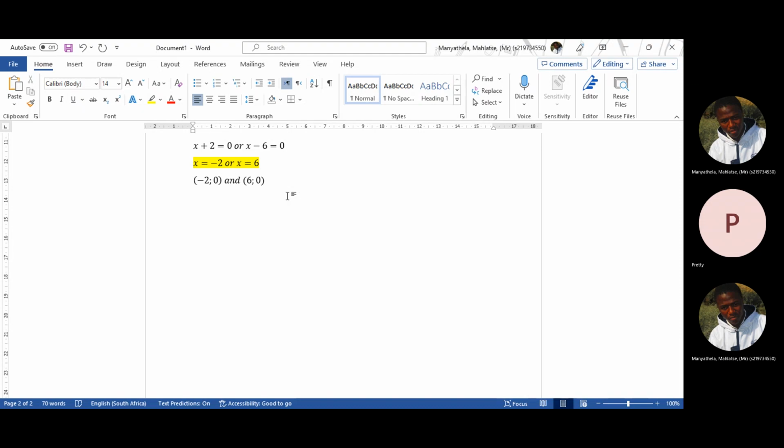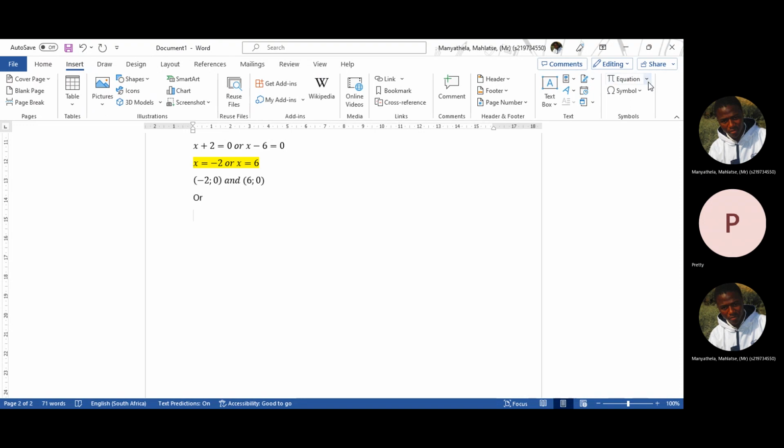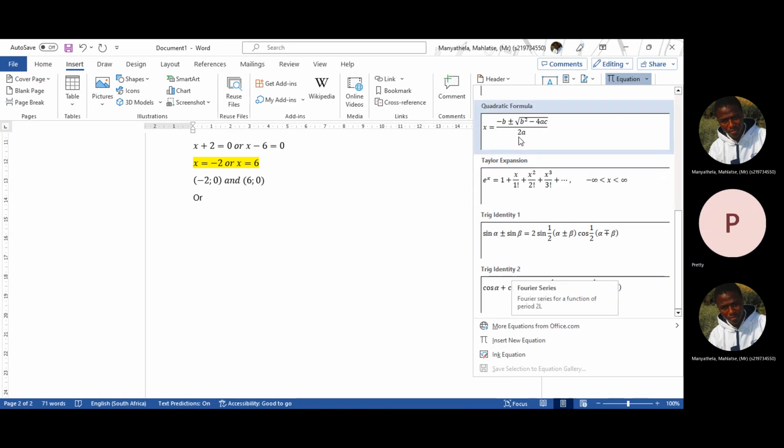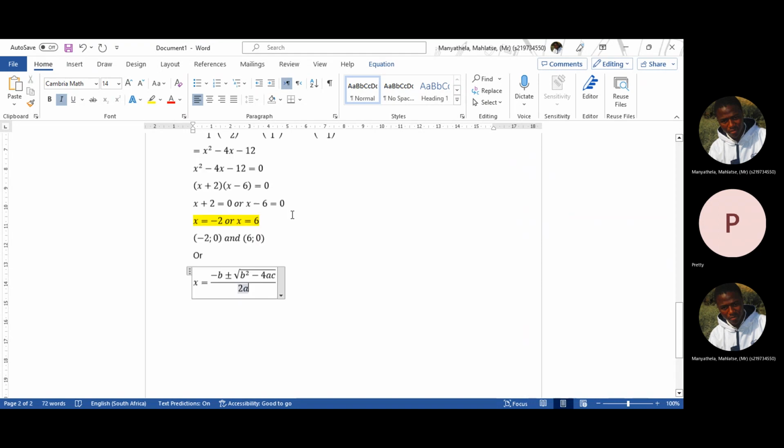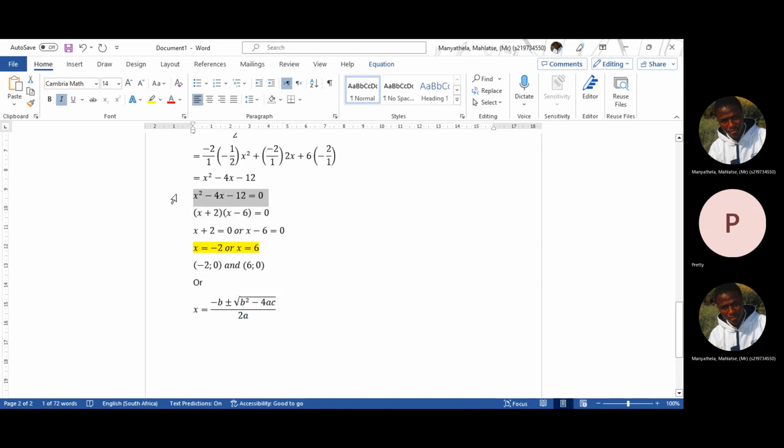There is always an alternative, and this method might be much simpler: the quadratic formula. x equals negative b plus or minus the square root of b squared minus 4ac. From this equation, after making the coefficient of x squared positive and equal to 1.